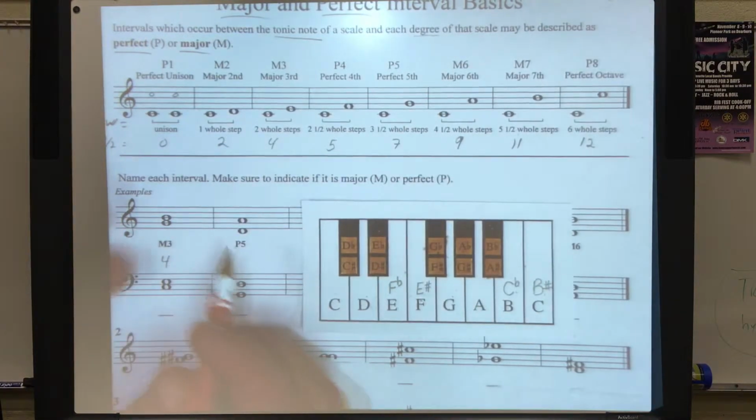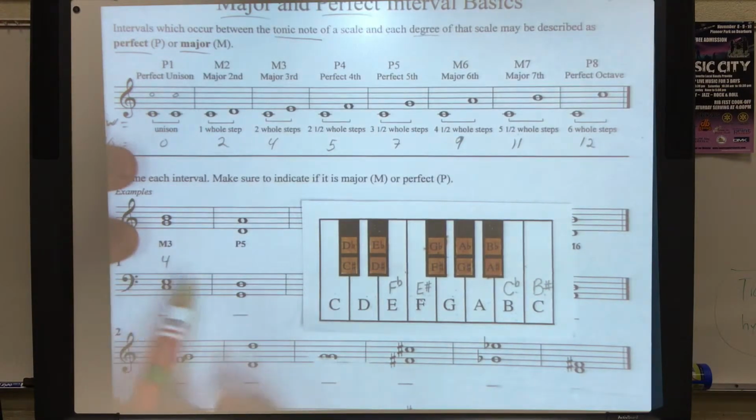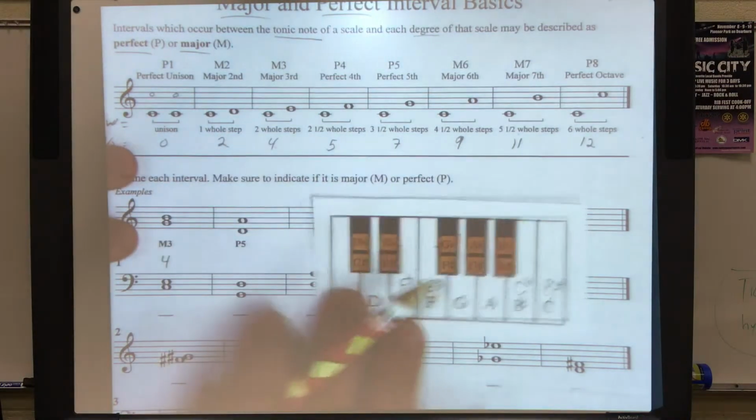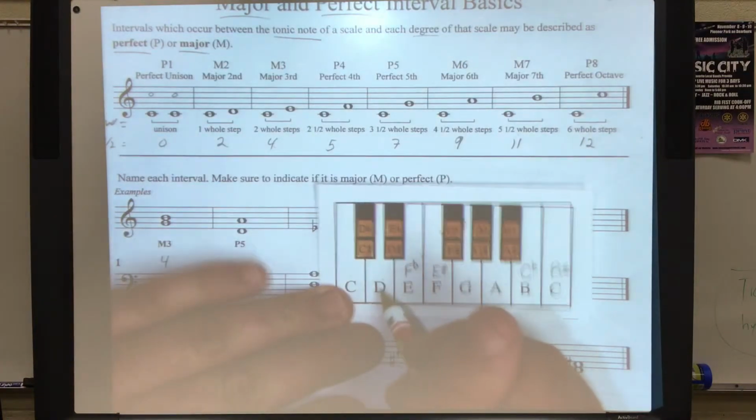The way we can find it if we're missing it, like we're down here and we have to fill it in, is find the half step first, then look, 4 half steps, major third. Okay, now let's look at a perfect fifth. D to A. So we start at D, that's 0.